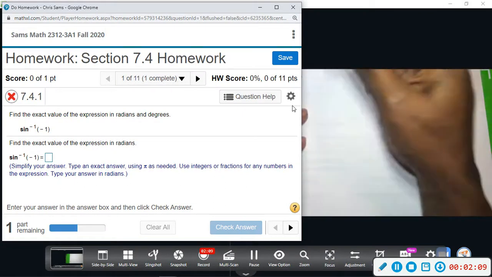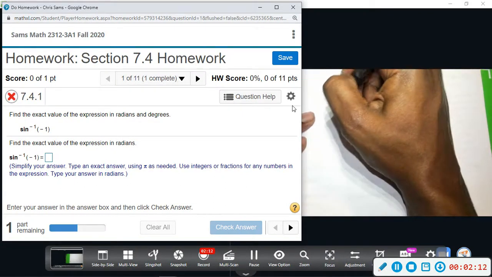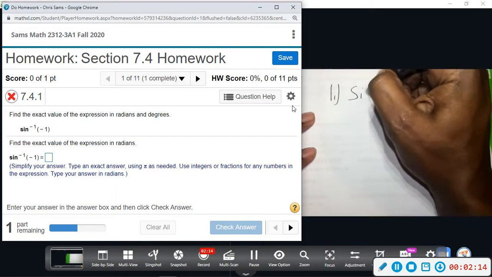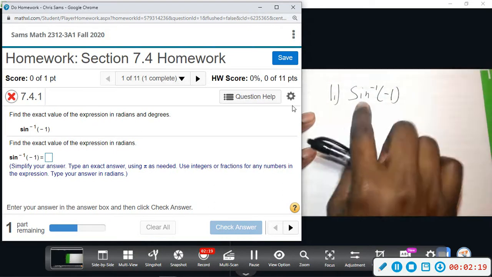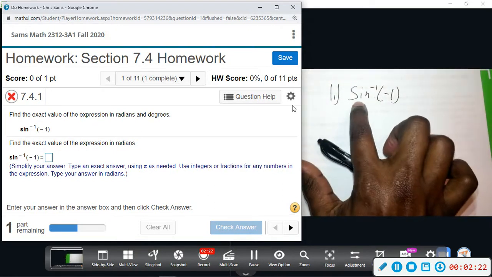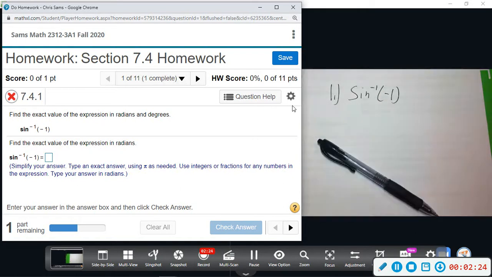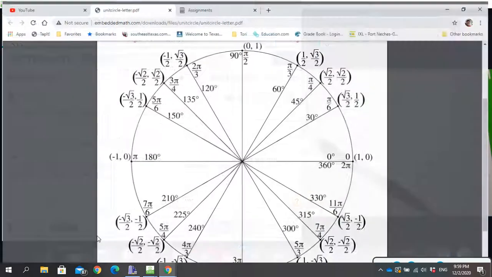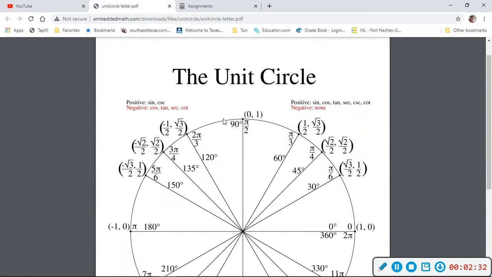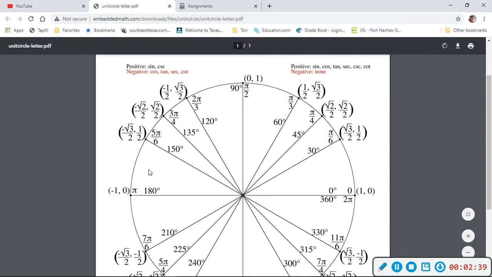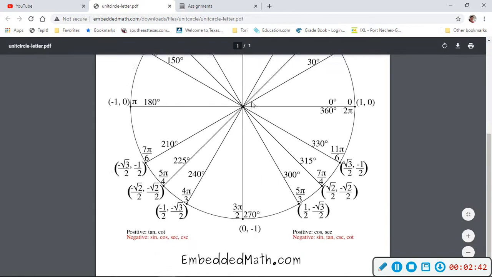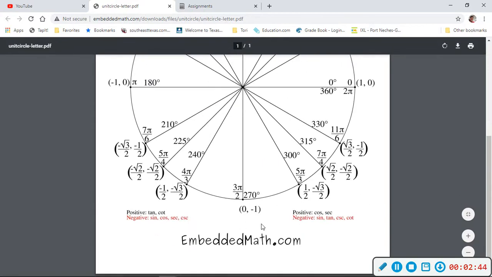So for number 1, we want to find the inverse sine of negative 1. Alright, so sine represents the y values. Okay, so since it's inverse, we're looking at the ordered pair. So if I go to this unit circle, I'm looking for negative 1 in the ordered pairs. So if you imagine that this is an x and y axis in the middle, the 1, 0 and 0, 1s are all on the outside. Well, the one that gives me a negative 1 for the y value is down here.